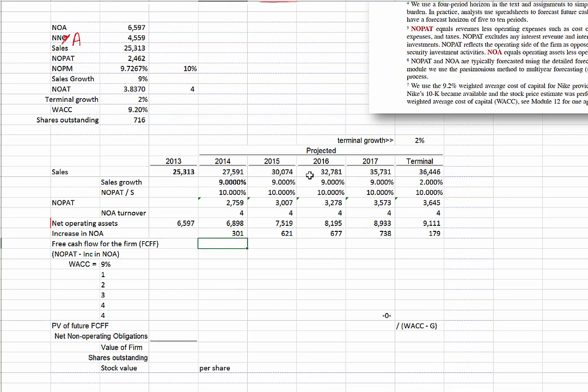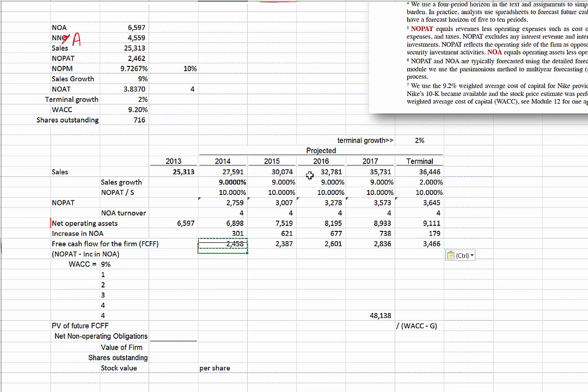Now free cash flow of the firm is going to be the cash flow generated by operations, NOPAT, minus the increase in net operating assets. So $301 million of the NOPAT for 2014 go to fund new assets, and the remaining $2,458,000,000 is free cash flow of the firm. Copy and paste. And there's my free cash flow of the firm for each of those years.